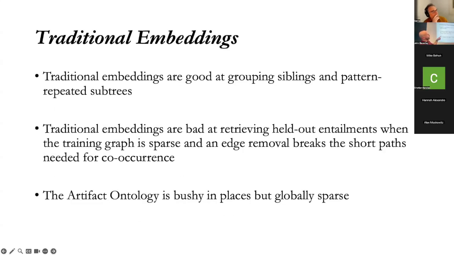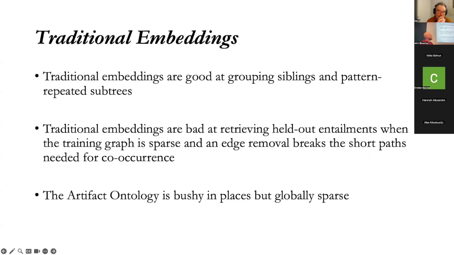Traditional embeddings are good at grouping siblings and pattern repeated subtrees. Look, this is not exactly a bad result, there's value here. Traditional embeddings are bad though at retrieving held out entailments that you and I know should be there, especially if the training graph is sparse and edge removal creates these islands. And the artifact ontology is one of these setups. It's bushy in places, but globally sparse. The randomization basically made this cluster, so if you rerun the algorithm, you should get other clusters.